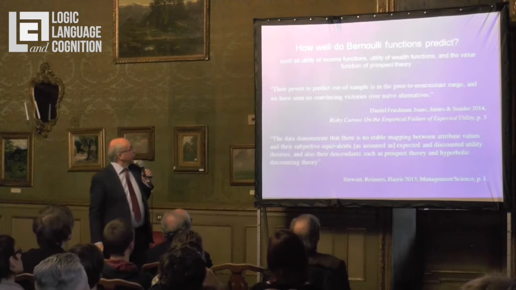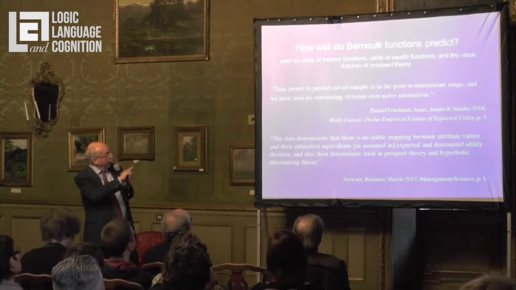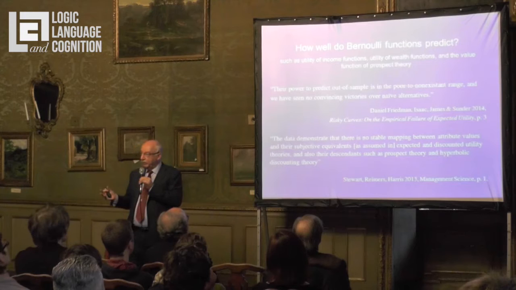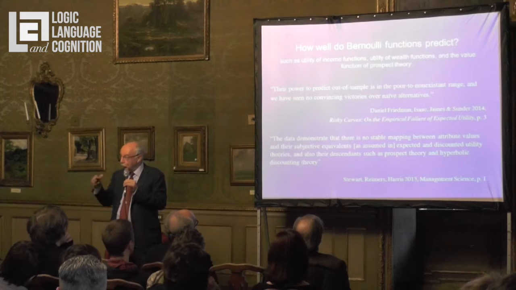So the utility function can be income functions, prospect theory functions, wealth functions, anything. And the book by Friedman concluded that the power to predict out of sample is one kind of uncertainty. In the simplest case, you divide all your data into two halves, you fit your model in one and predict the other one. Or you predict next day's behavior. Anyhow, something that you do not already know.